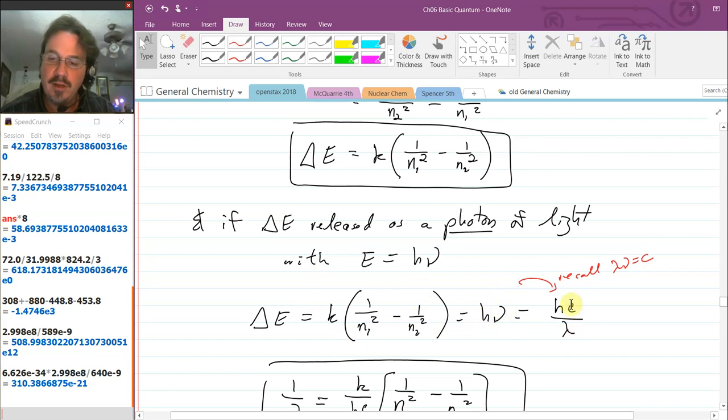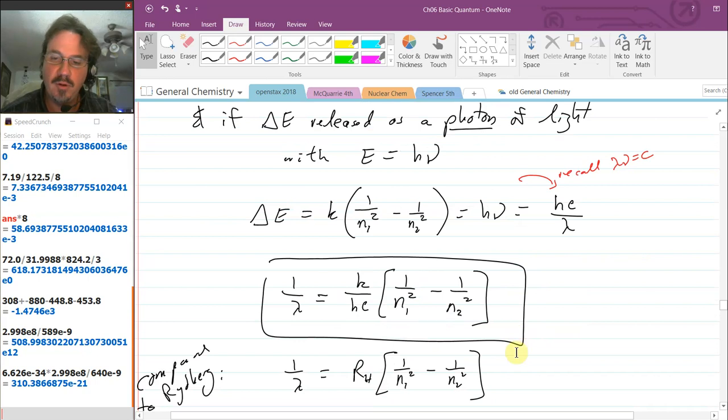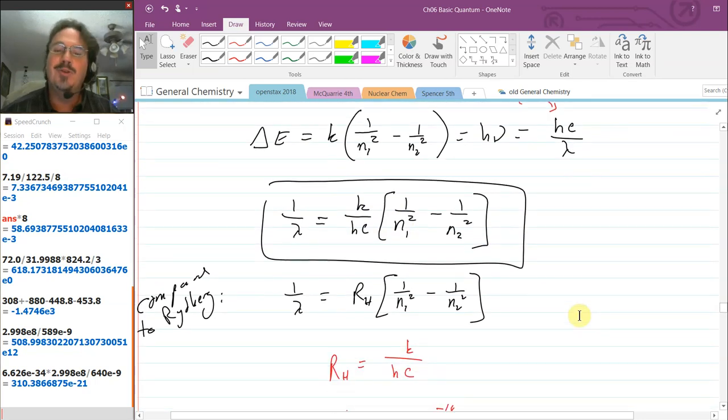Or if you want, plug in c over lambda instead of nu. We talked about that before. Then solve it for 1 over lambda, and you would get this equation. 1 over lambda is this constant that Bohr used, over hc, times 1 over n squared minus 1 over n squared. Hey, doesn't that look very, very similar now to the Rydberg constant, where k over hc is equal to what Rydberg figured out, RH? So yeah, RH equals k over hc. We know h, that's Planck's constant, and c is the speed of light. It's kind of cool how all of these start interacting and being related to each other.